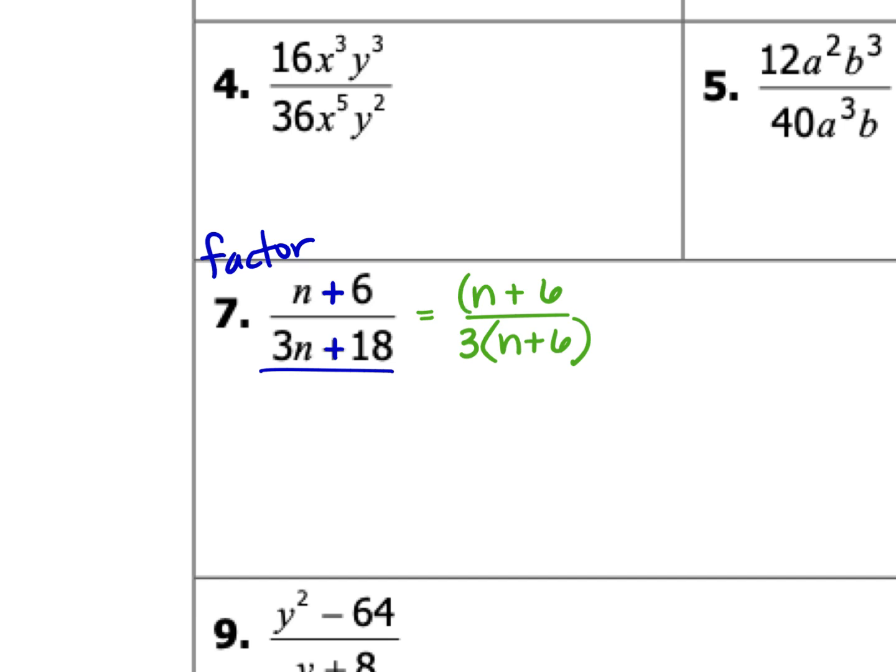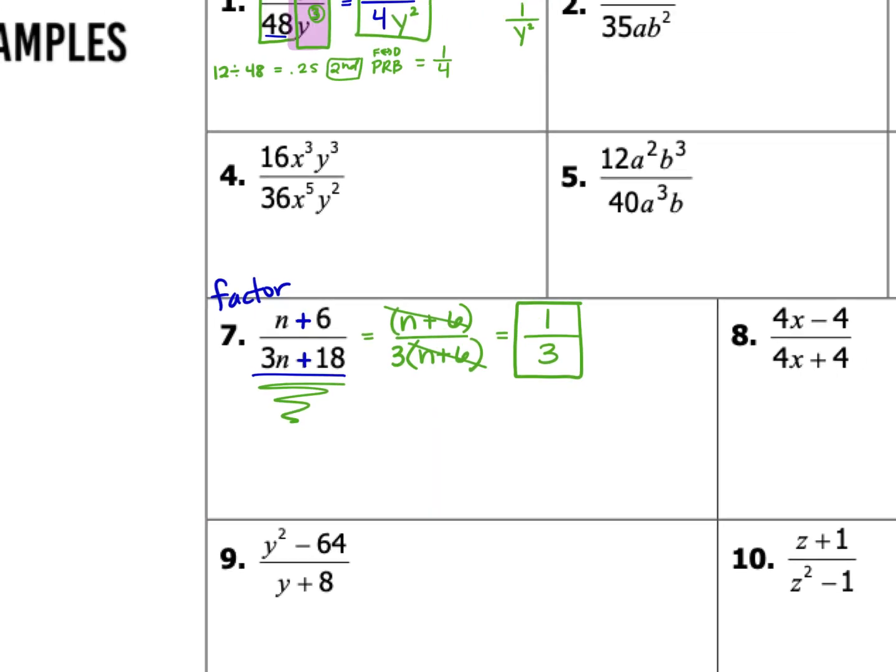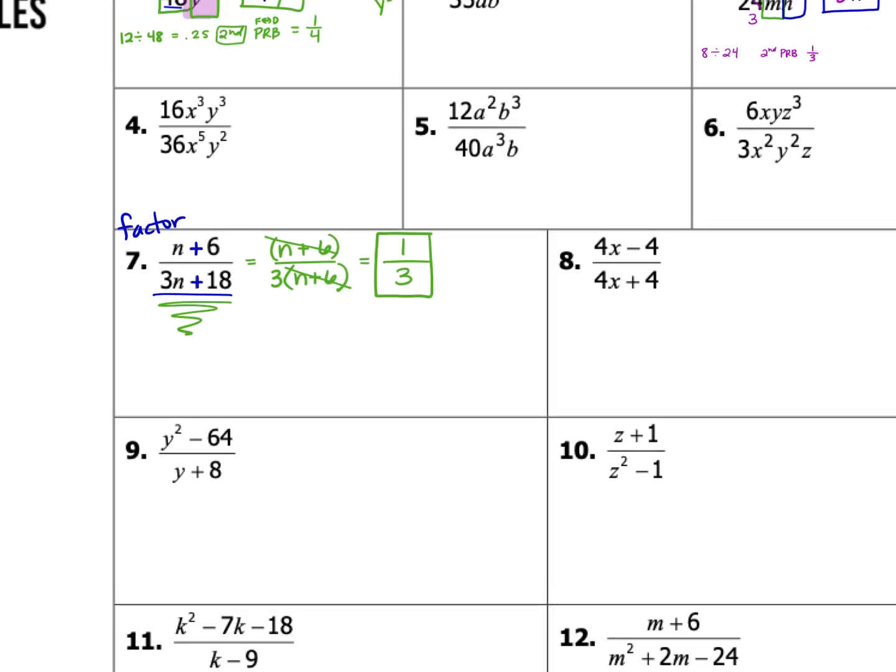And then look what happens. N plus 6 up top and n plus 6 on bottom. If that binomial is identical, you can divide them and get 1. Okay, so n plus 6 over n plus 6 is 1. So right now the 3 is a denominator. And that means you have nothing left in your numerator right now. So because we divided those, that's 1. So you've got to make sure you put a 1 up there. And that is what this simplifies to. Okay. Look at number 8.